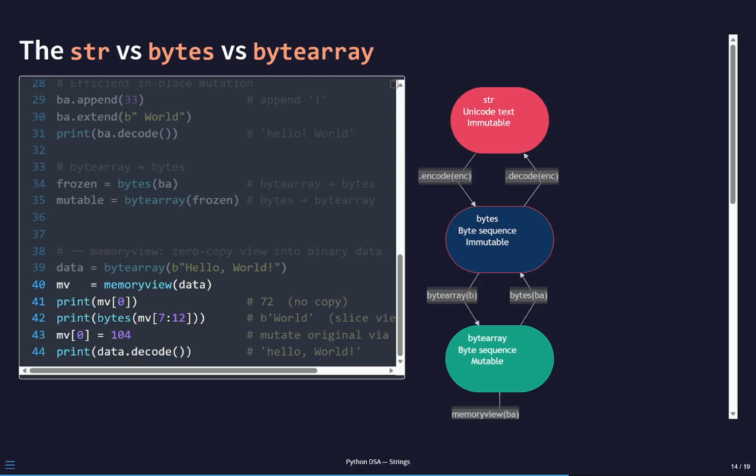Click. The flow diagram summarizes the relationships. str.encode(enc) converts to bytes. bytes.decode(enc) converts back. bytearray(bytes) makes bytes mutable. bytes(bytearray) freezes them again.